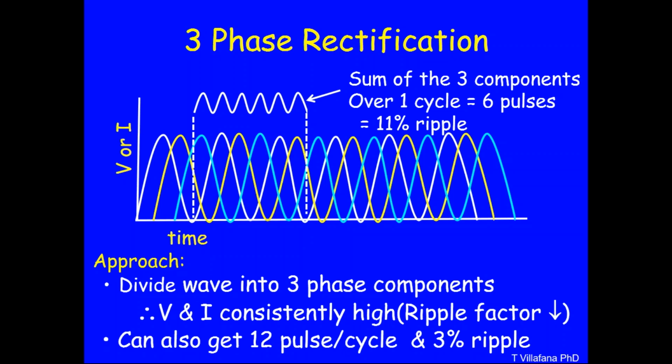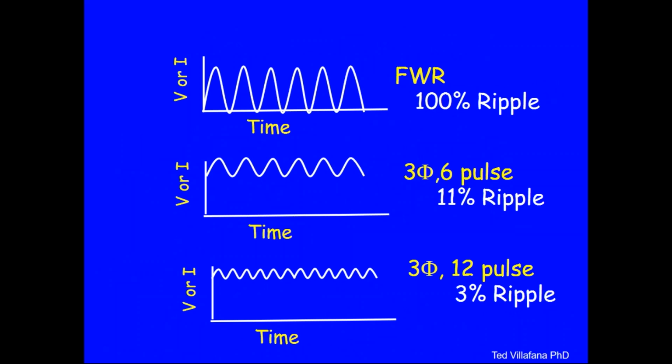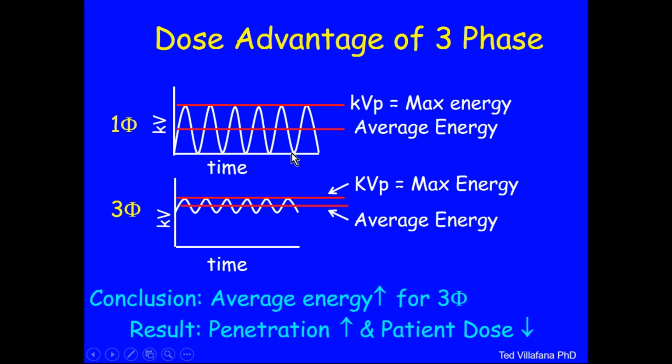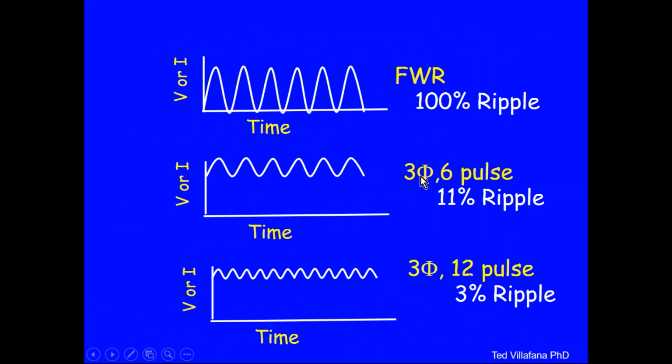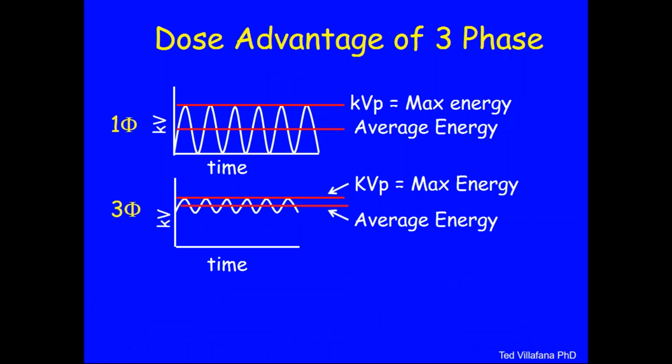Mission accomplished. Now I won't show you electrically how we can do it, but you can also get 12 pulses in a cycle electrically, and 12 pulses in a cycle will give you only 3% ripple. Very little variation from bottom to top. So these are the ones we have so far. We have the full wave rectified, 100% ripple, the three-phase six-pulse with only 11%, and now the three-phase 12-pulse with very, very little ripple.